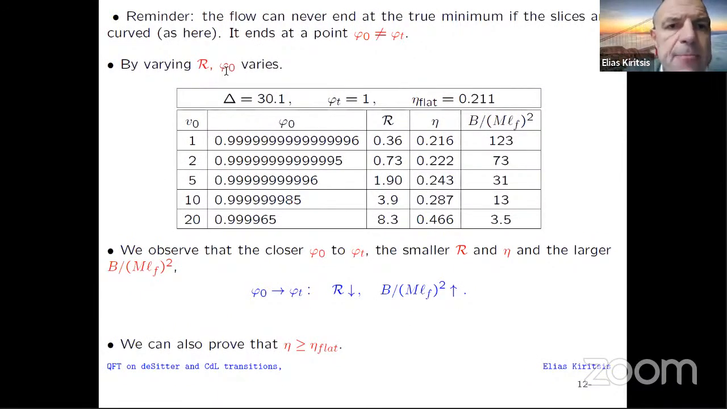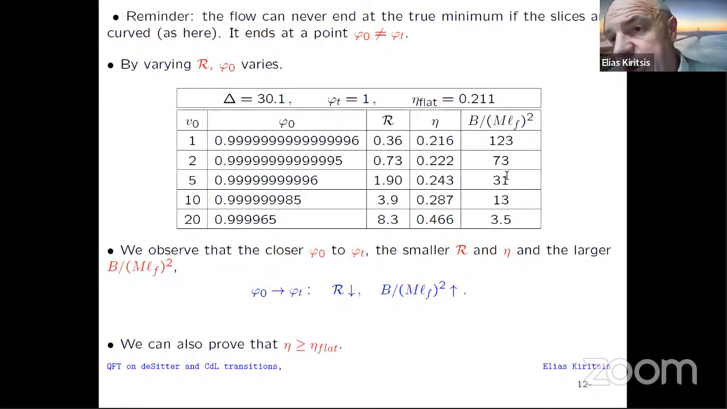So basically, we keep delta large and fixed. Phi t is 1. The thinness of the wall in the flat case is about 0.2. And then we vary the perturbation and we see where it ends. This is very close to the true minimum. And then we vary it so that this moves away. As you do that, the dimensionless curvature is increased. The thickness of the wall is increased. And as expected already from the general intuition, the instanton action is decreased, and therefore the instanton becomes more and more relevant. So these are the general observations.